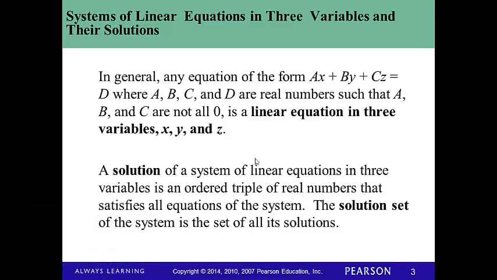A solution of a system of linear equations in 3 variables is an ordered triple of real numbers that satisfy all equations of the system. The solution set of the system is the set of all its solutions. Okay, so your solution is going to look like x, comma y, comma z. If you plug the x, the y, and the z in, the left side of your equation will equal the right side. That's what it means to satisfy the equation.